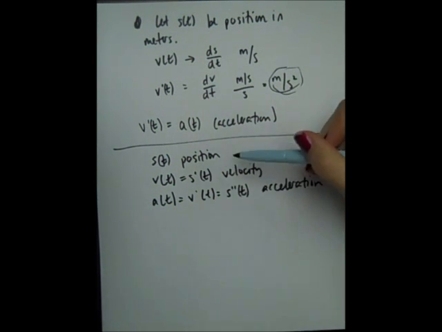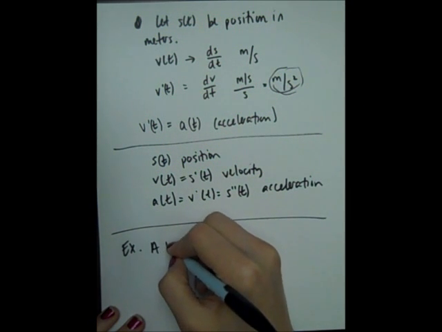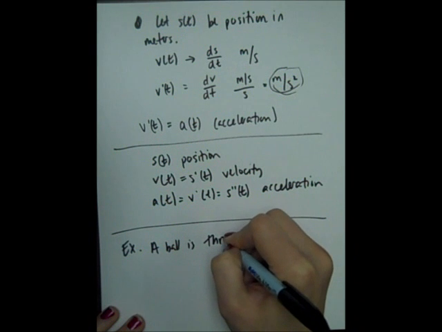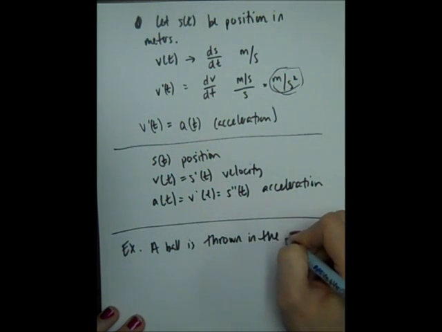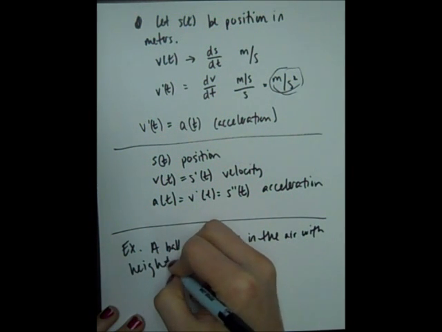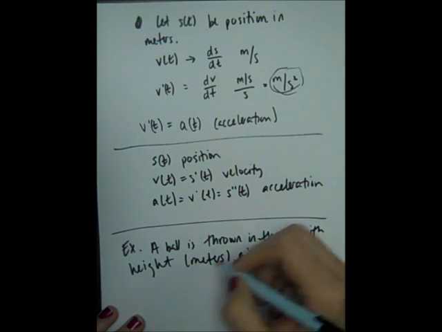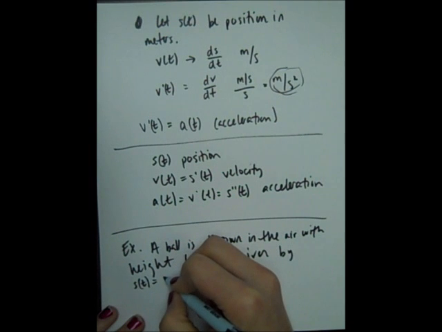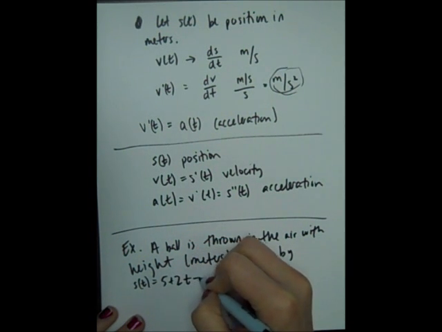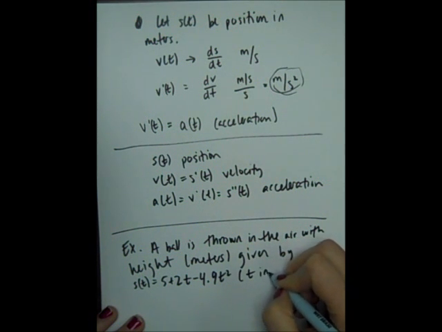So if we have an equation for position, we can find an equation for velocity, and we can find an equation for acceleration. So let's do an example where we use these three things. So let's say that a ball is thrown in the air with height going to be measured in meters, given by s of t is 5 plus 2t minus 4.9 t squared. T here is going to be measured in seconds.